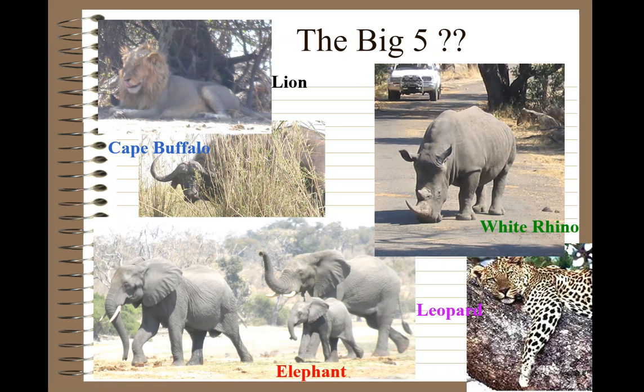It's saying like, what's up? You know, I don't know. Anyhow, so those are the big five animals of Africa.